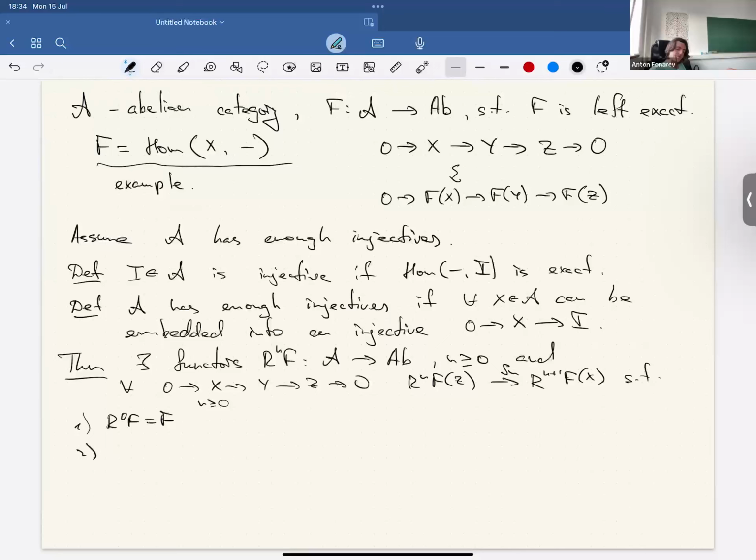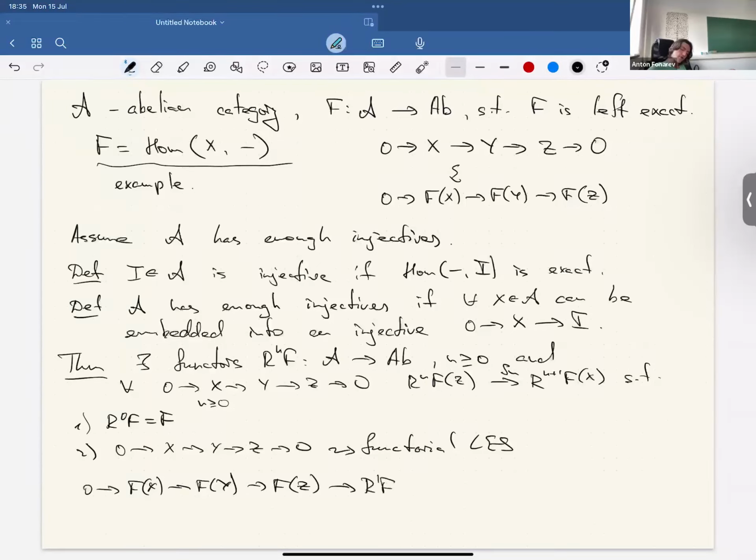Second, for any short exact sequence x, y, z, you get a functorial long exact sequence, which goes 0, goes to f of x, goes to f of y. So it's not written here. Goes to f of z, goes to R1f of x, goes to R1f of y, goes to R1f of z, goes to R2f of x, etc., where this is delta 1 and this is delta 0, and it's infinite and it's functorial in short exact sequences.